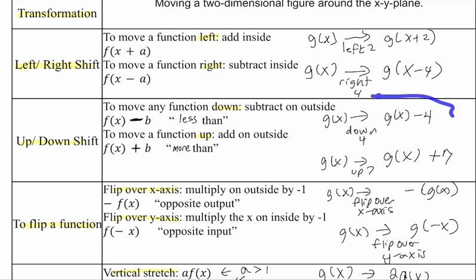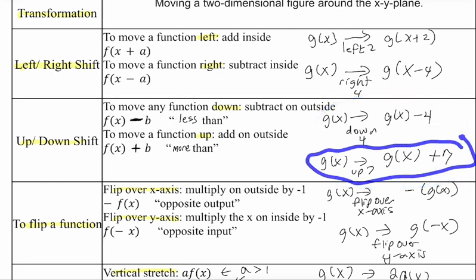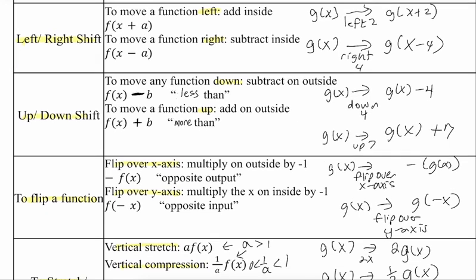So you can see some examples here. If I've taken my g function and I want to move it down 4, I subtract 4 on the outside. If I want to move it up 7, I add 7 on the outside. So if I want to move a function up or down, I have to do it on the outside of the function. So it's very important that we know how to move a function up and down.